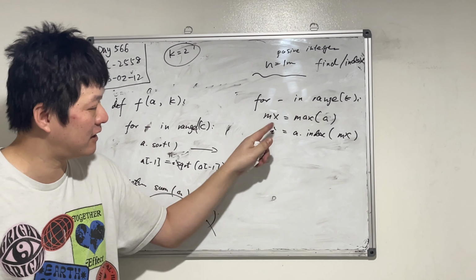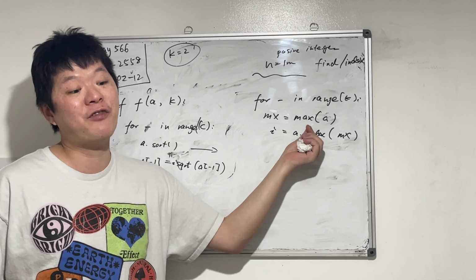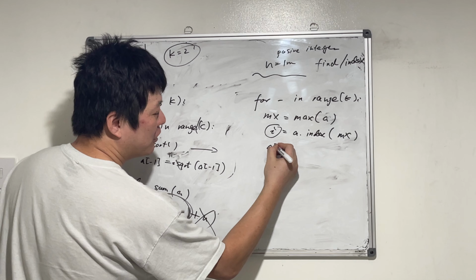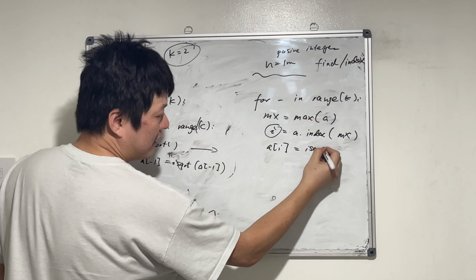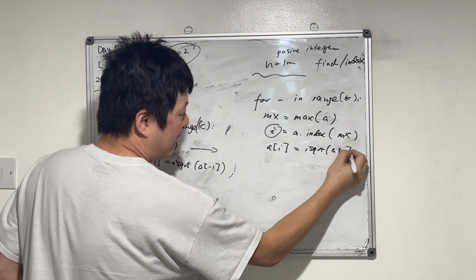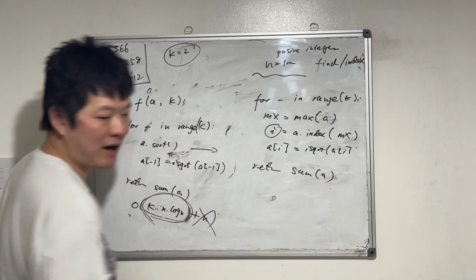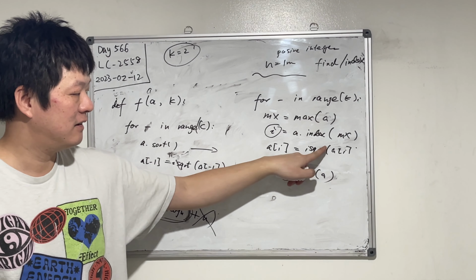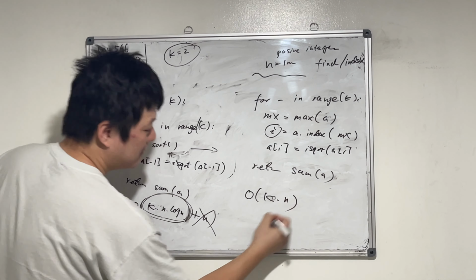But in this case, it's there, right? Because I just found the maximum. It's already there, so both find and index are fine. So now I have the index. I just need to change it to here, right? Then return the sum of it, right? Make sense? What's the time complexity? K, N, N, yeah, so it's K times N, right?